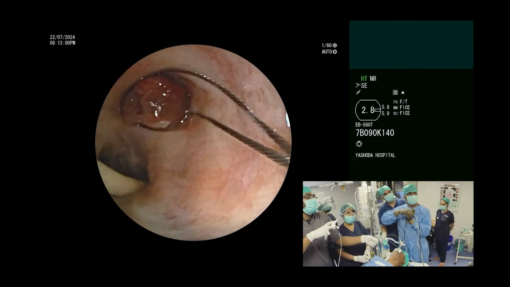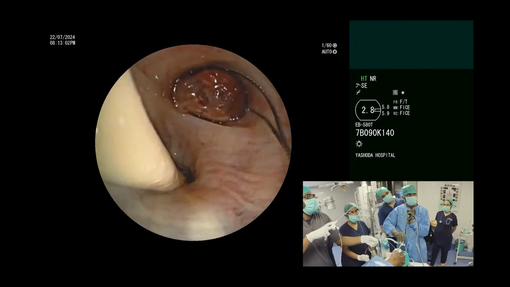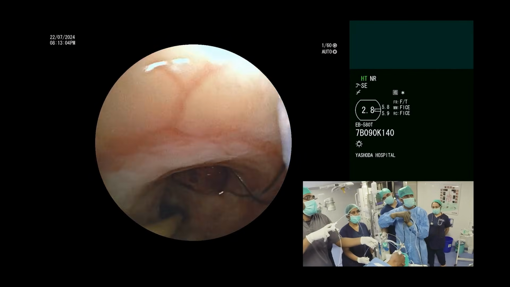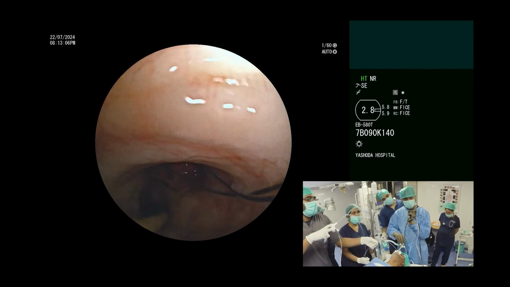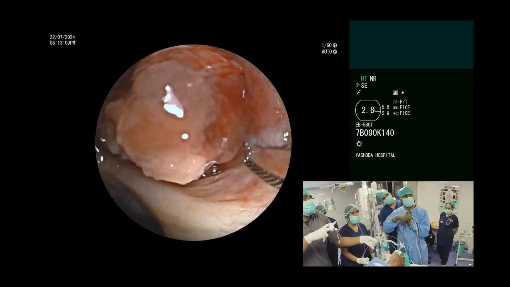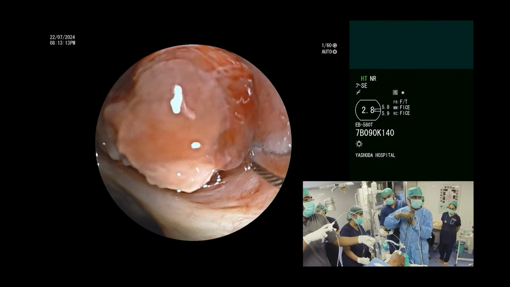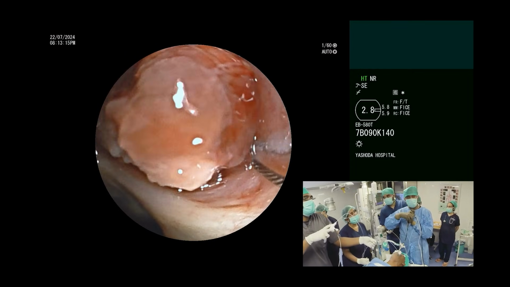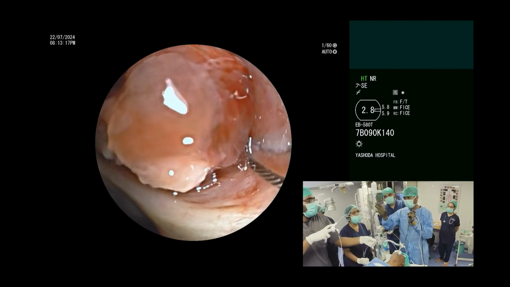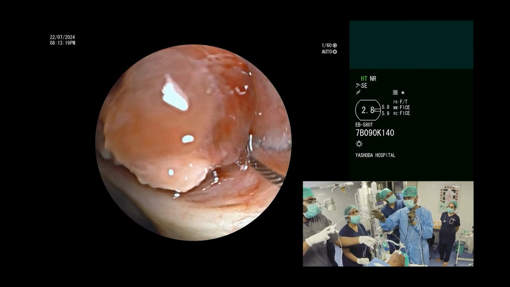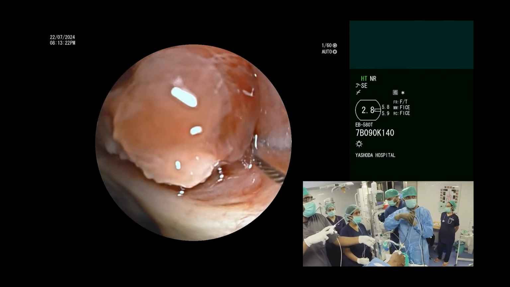Now we have got a very good loop over the tumor, and right now I'm instructing my assistant to close the snare on this tumor, making sure that we have a good coordination between myself and my assistant. Now you can see that I'm slowly snaring the tumor.